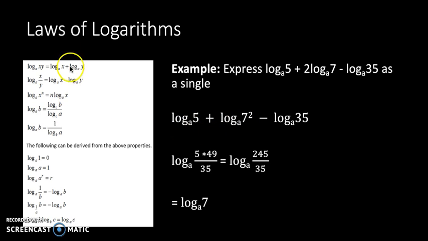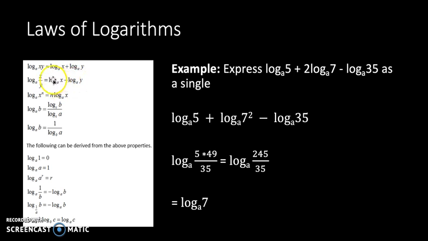So our next step is we want to use these two laws at the top. So we know that when 2 logs with the same base are added together, these can also be written as one logarithm with the 2 items multiplying each other. And that's exactly what we've done here. We've taken the 5 and we've multiplied it by 7 squared, which is 49.